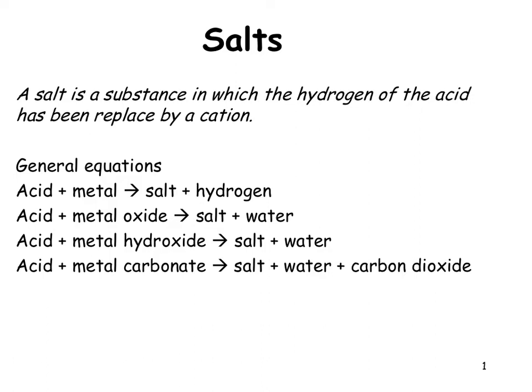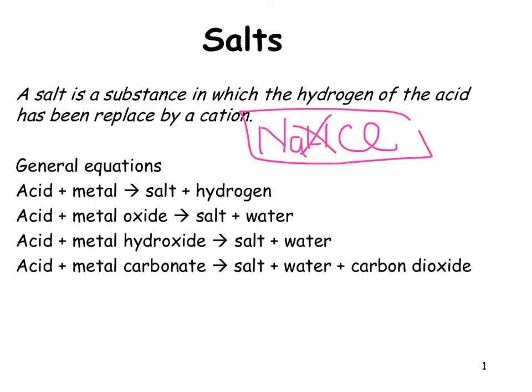We're going to refine our definition of a salt. A salt is a substance in which the hydrogen of an acid has been replaced by a cation. So a cation is going to be a positively charged ion. And so if I took something like hydrogen chloride and I replaced the hydrogen with a cation, I would have a salt called sodium chloride.